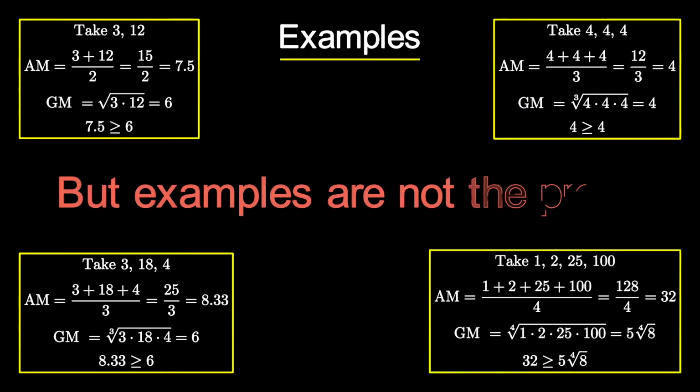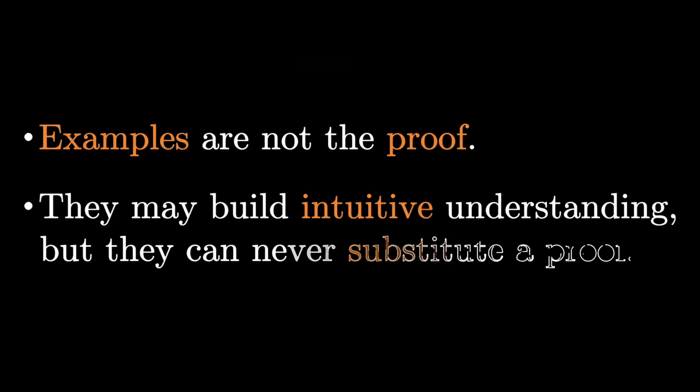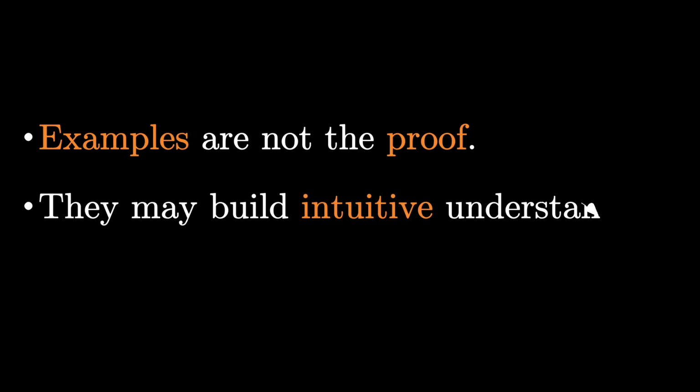But remember, examples are not the proof. Examples may help us to build an intuitive understanding, but they can never substitute a proof. If we want to prove something in general, then we have to supply its proof in general. Mere examples are not sufficient. But as we noted earlier that the general proof of AM GM inequality is tricky and lengthy, so you can follow a link in the description.